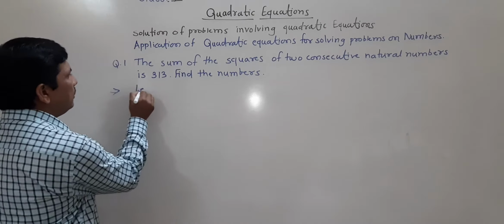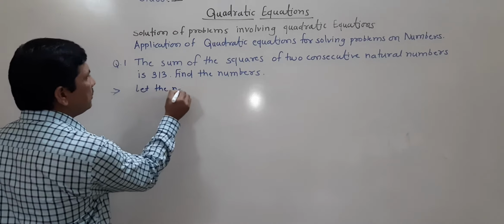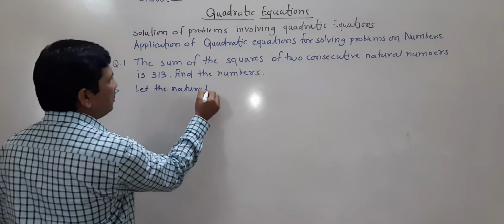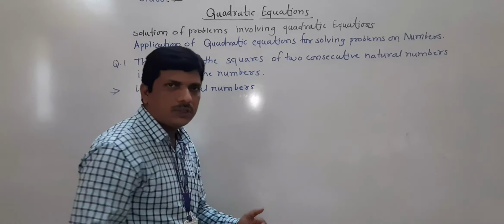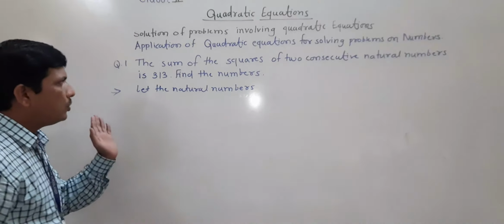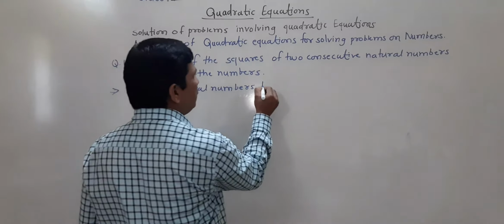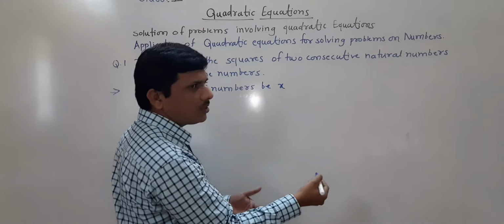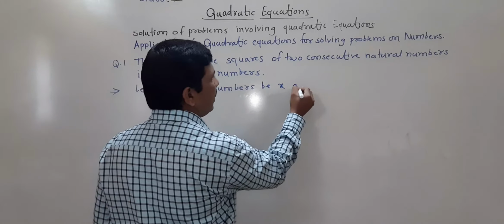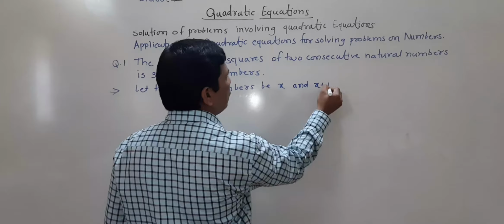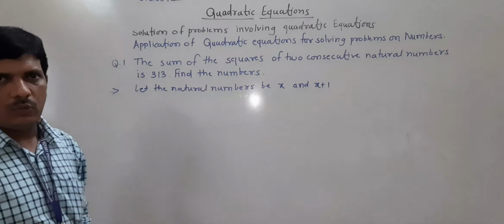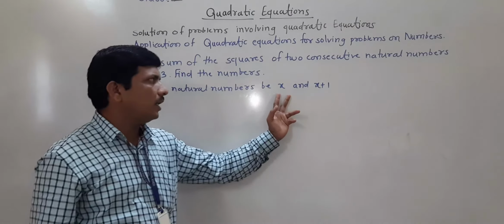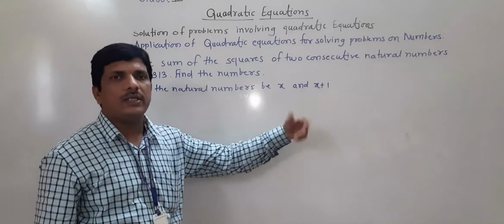Let the natural numbers be x. Natural numbers are always positive because they start from 1. So let the consecutive natural numbers be x and x plus 1. Now they have told us the sum of the squares. So we have to add the two numbers after taking their squares.